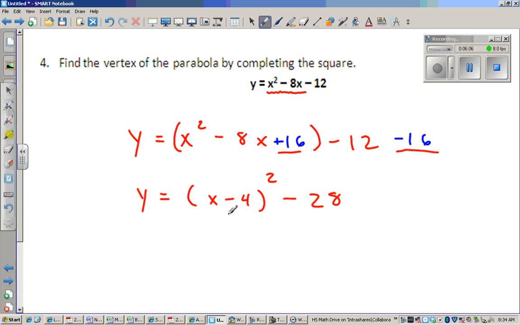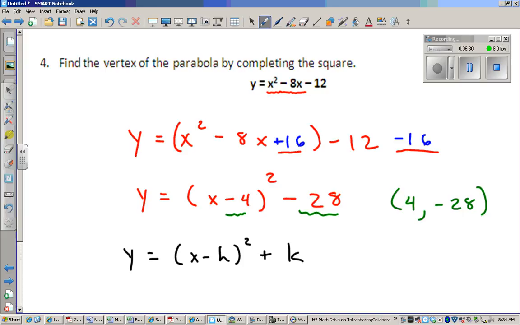What that does, these two values are this in vertex form, right? y equals x minus h squared plus k. That's vertex form. So those two green values, in our case a 4 and a negative 28, that makes the vertex of the parabola. That just means where it's going to change directions.